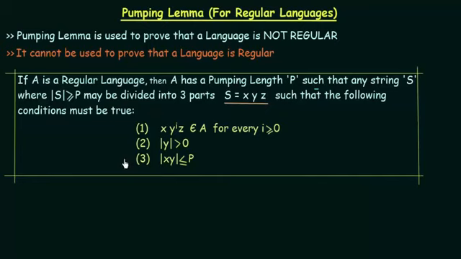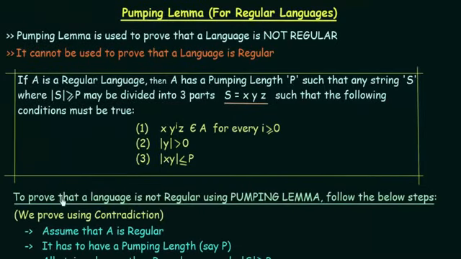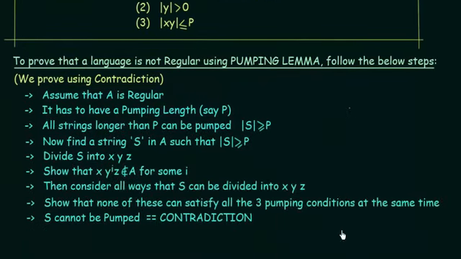And how are we going to prove that a language is not regular using this statement that we have here? Let's see that. To prove that a language is not regular using pumping lemma, follow the below steps. And these are the steps that we are going to follow in order to prove that a language is not regular. And the proof that we are going to do is using contradiction.